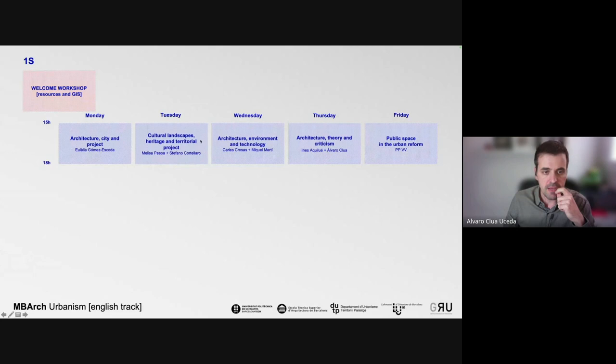Then you are going to have five different courses: architecture, city and project, cultural landscape, architecture, environment and technology, architecture theory and criticism, and public space in the urban reform. In this way, you're starting at 3 o'clock and ending at 6 o'clock.